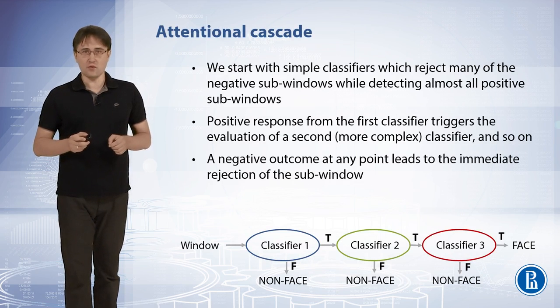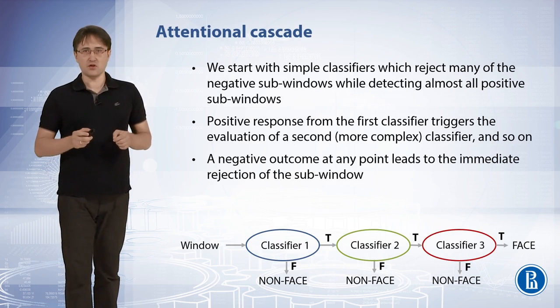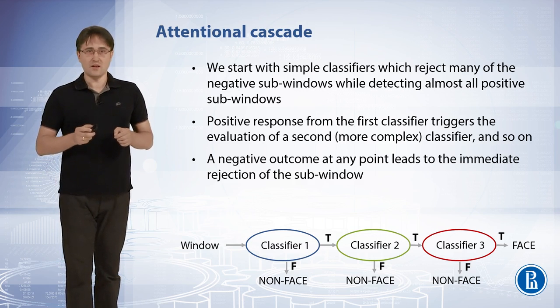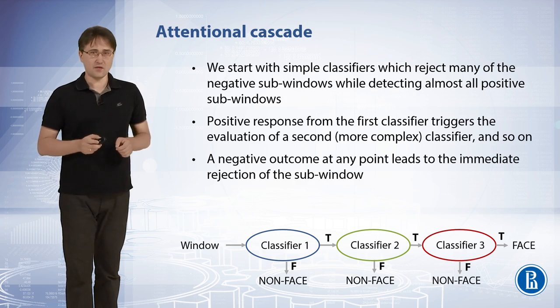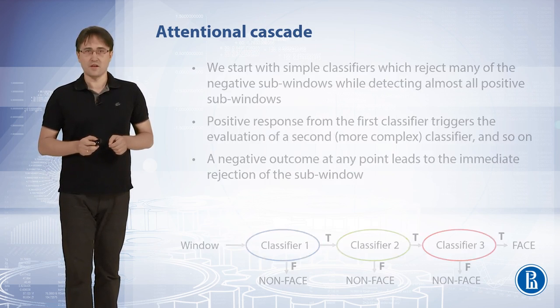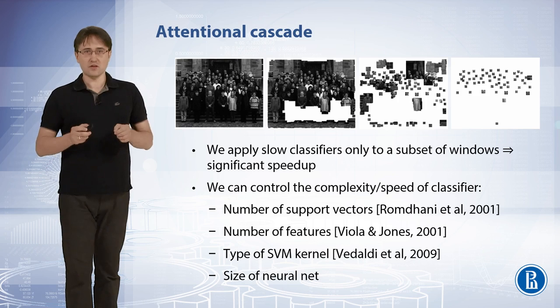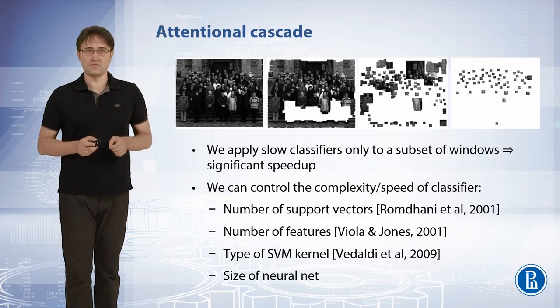The next key idea of the Viola-Jones detector is the attentional cascade. We start with simple classifiers which reject many of the negative windows while detecting almost all positive windows. The positive response from the first classifier triggers the evaluation of a second classifier, which is more complex, and so on. A negative outcome at any point leads to immediate rejection of the window. Such an attentional cascade allows us to apply slow classifiers only to a small subset of windows, which gives a significant speedup to the algorithm. This idea is extensively used in object detection methods.